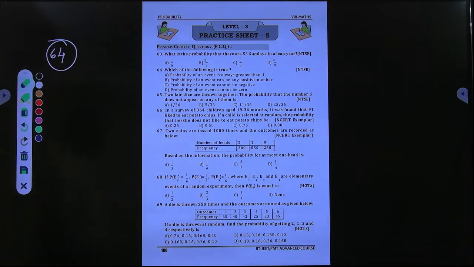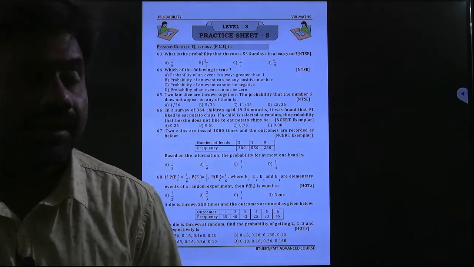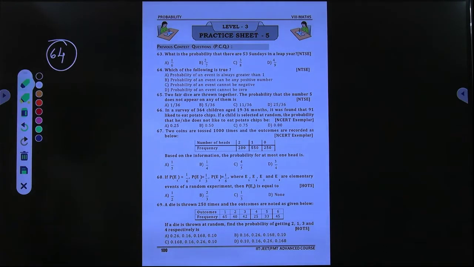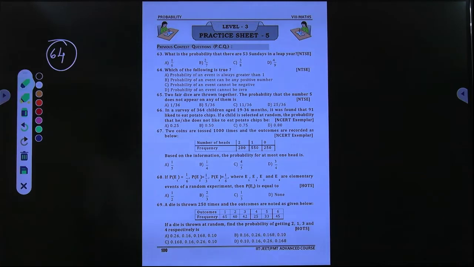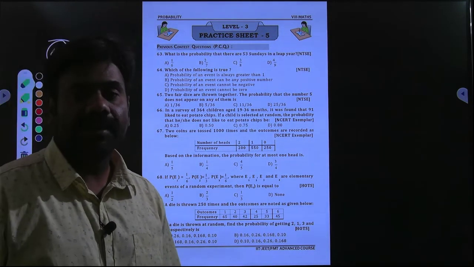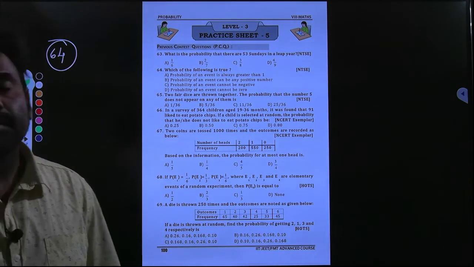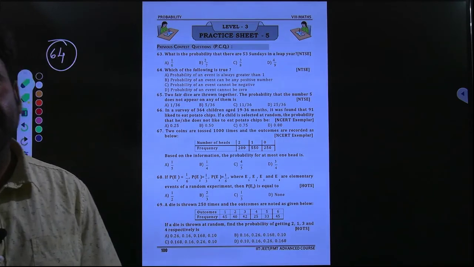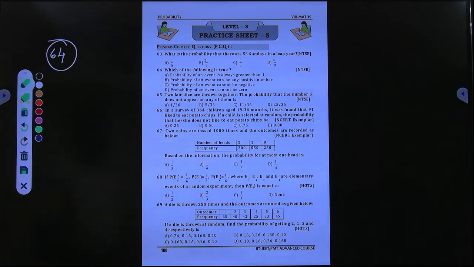Next, option C: probability of an event cannot be negative. Yes, the probability of any event should not be negative. So option C is true. Anyway, let us check option D also. Option D: probability of an event cannot be 0. This is wrong. Why? Because the probability of an event may be 0 or more than 0, but should be less than 1. So option D is wrong. Finally, option C is the correct answer.